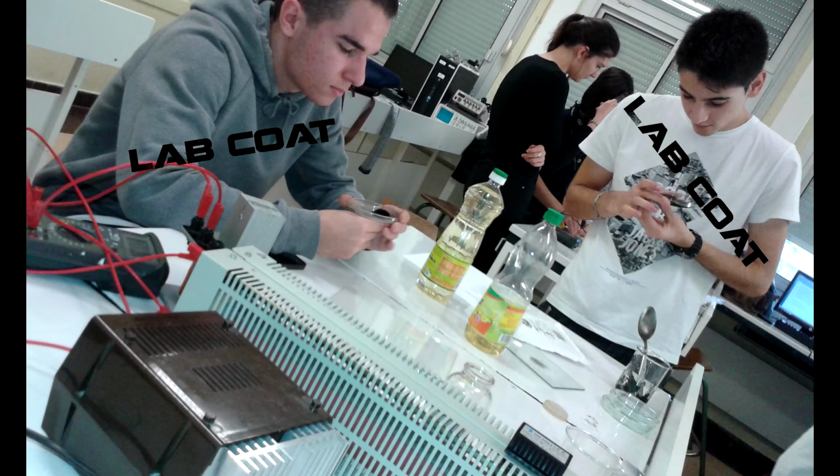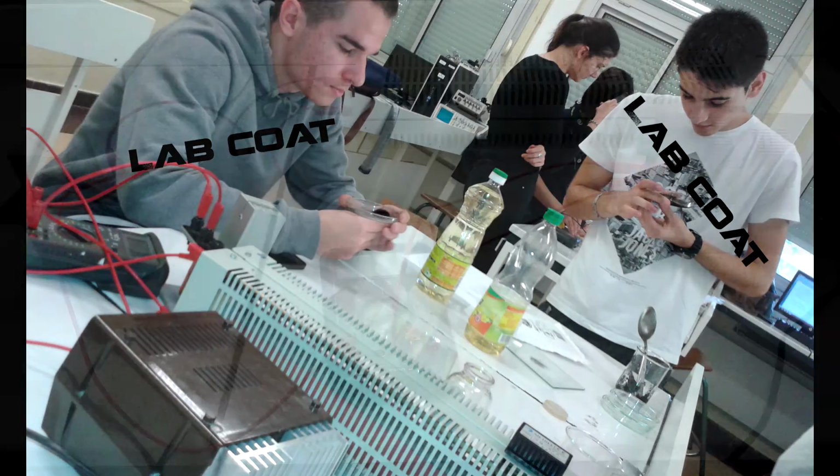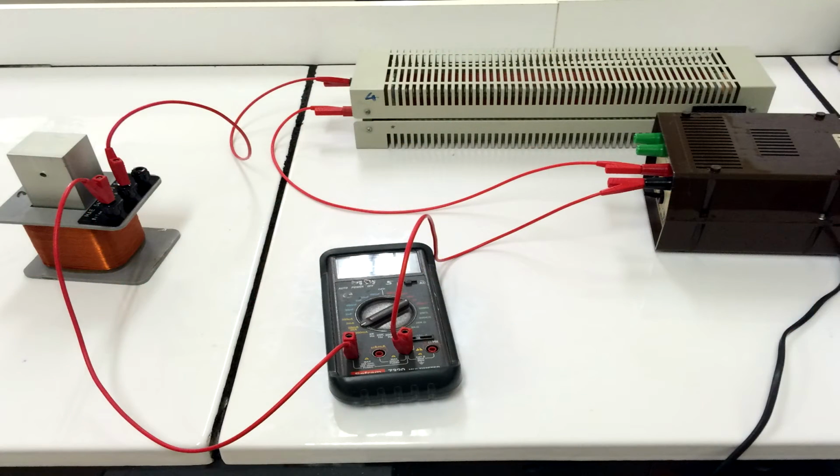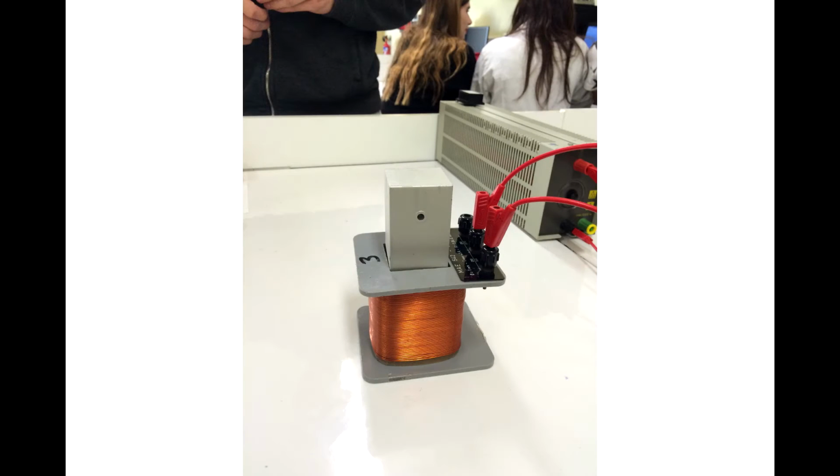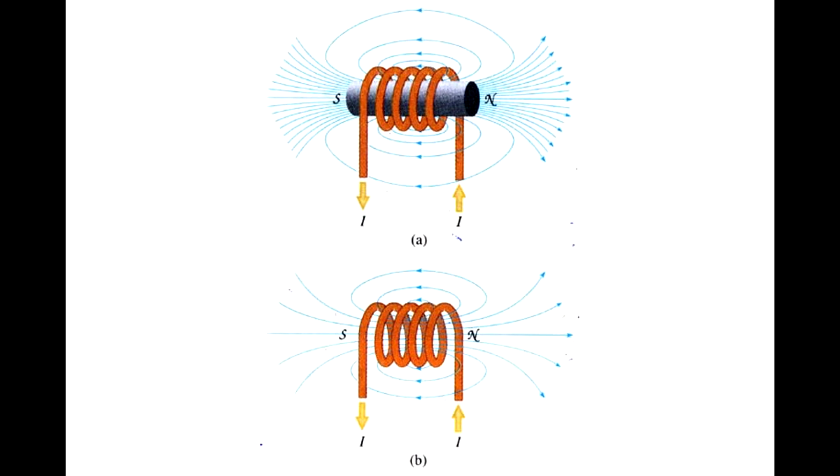We talked earlier about electromagnetism, so we built an electromagnet with a coil, a direct current generator, a multimeter, and a variable resistance to control the current's intensity. In the coil, there is an iron core to catalyze the magnetic field. The more intense the current is, the stronger the magnetic field is.